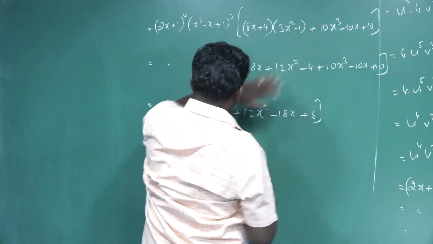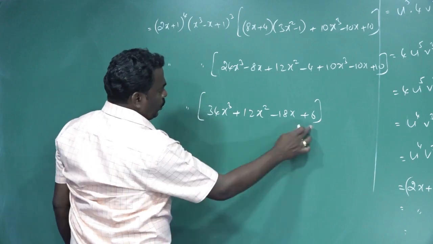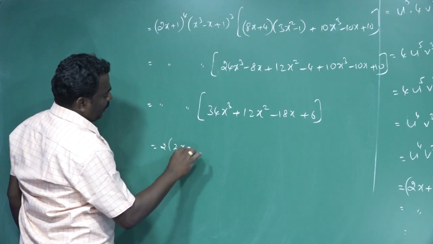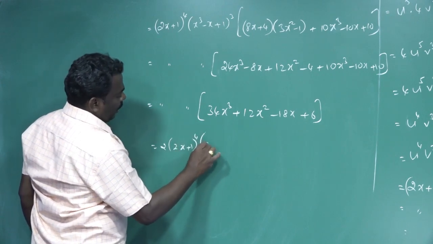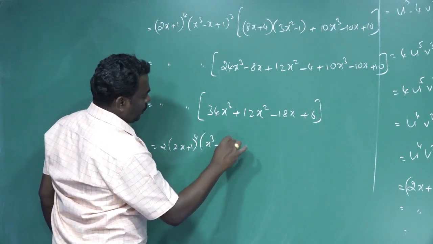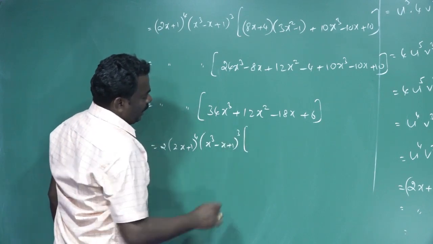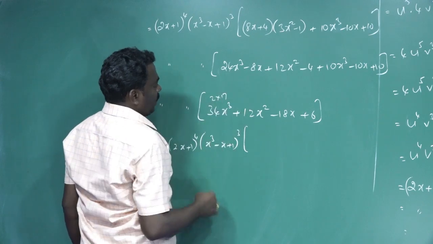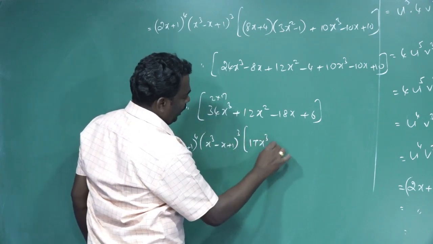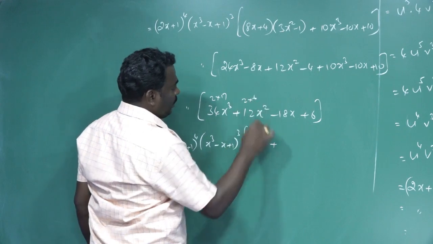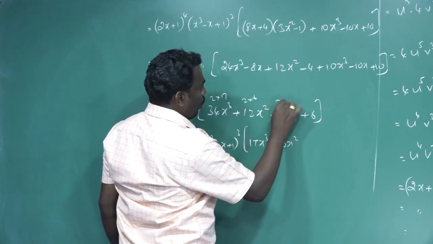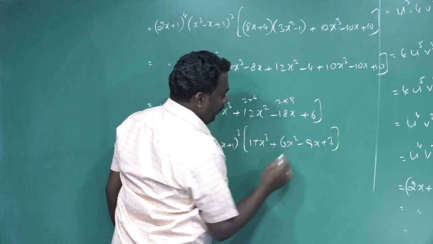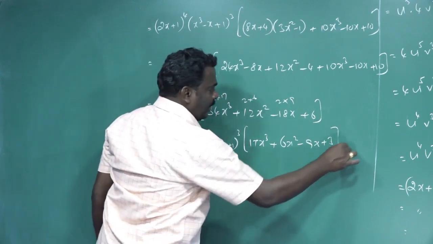Now all the terms have 2 in common, therefore we can take 2 out: 2 into (2x+1)⁴ times x³ minus (x+1)³. Within the bracket, take 2 commonly, remaining 17. 2 into 17 is 34, so 17x³, then 2 into 6 is 6x², and 2 into 9 is minus 9x plus 3. Therefore, this is the final simplification for the sum.